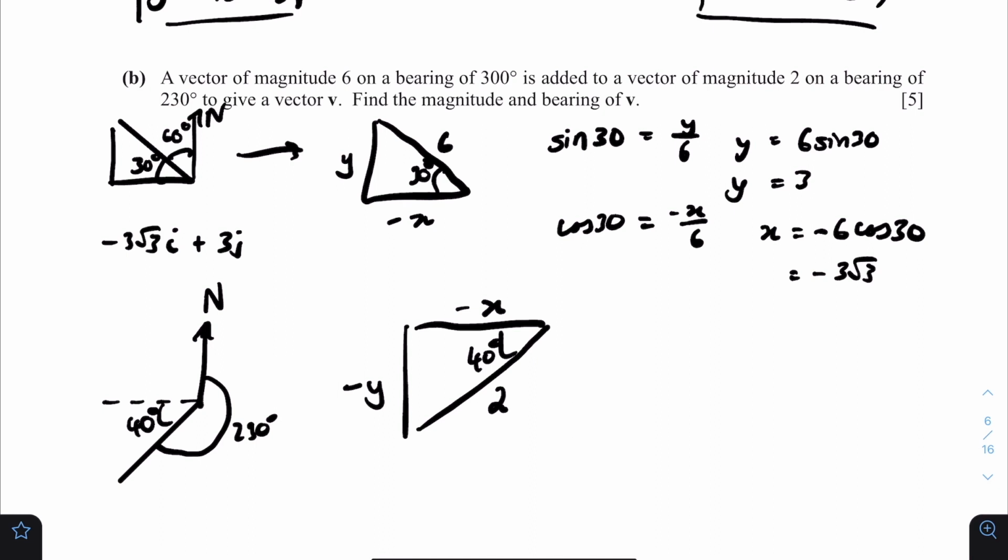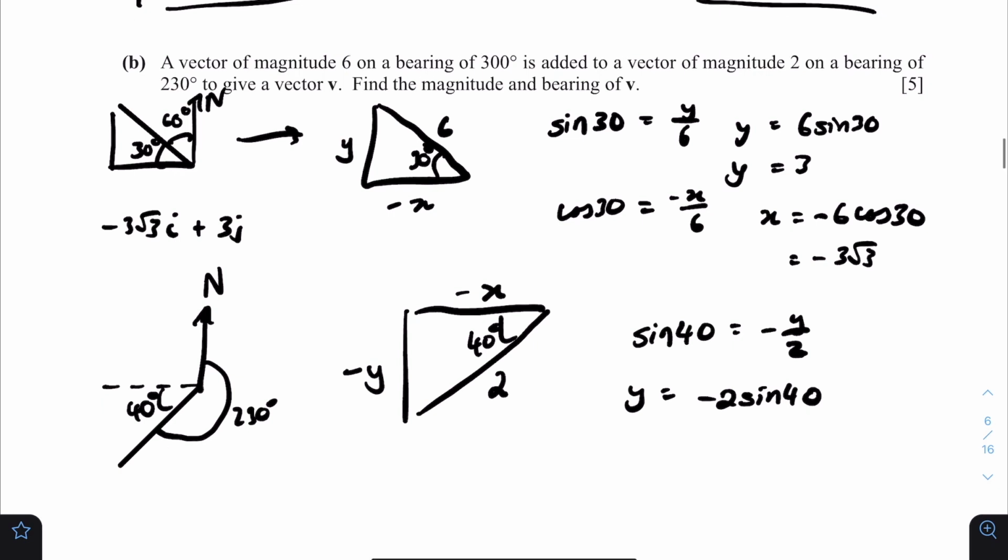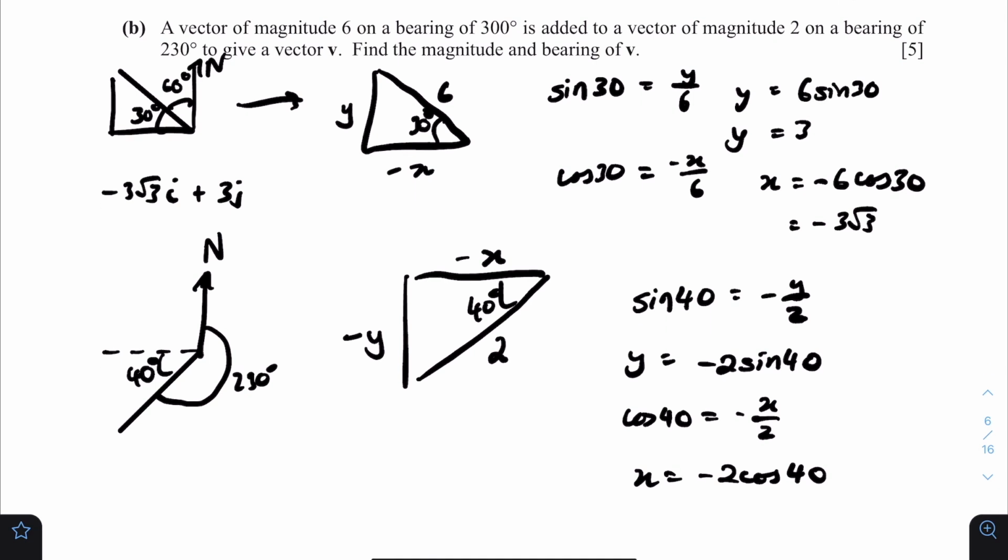so we know that, let me just think of the equations. Yeah, so sine of 40 is equal to negative y over 2. Therefore, y is equal to negative 2 sine 40. And then cos 40 is equal to negative x over 2. So x is equal to negative 2 cos 40. So therefore, this vector is equal to negative 2 cos 40i minus 2 sine 40j. And now they're asking us to find the magnitude and bearing of the v, which is when these two vectors are added up.